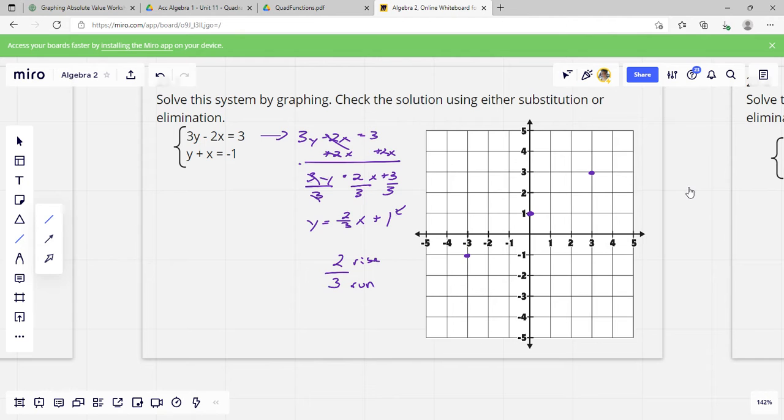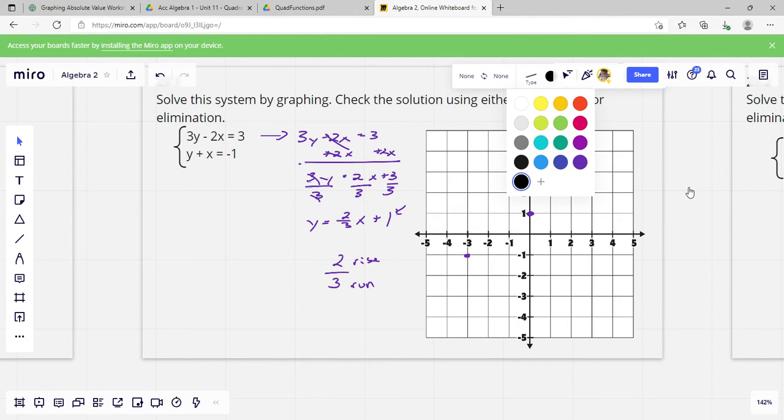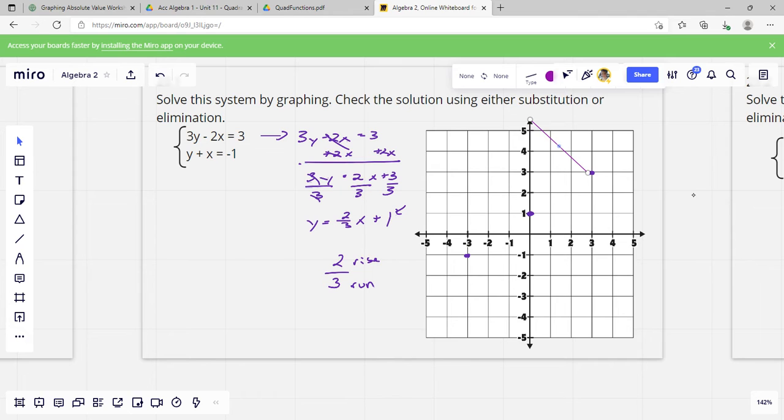Make sure this is going to be a line right here. Oh, it's doing crazy stuff. I need it to be a straight line. And I want it to be purple. Go, alright. There we go. And then this side would be about right there. Okay, there's that line.